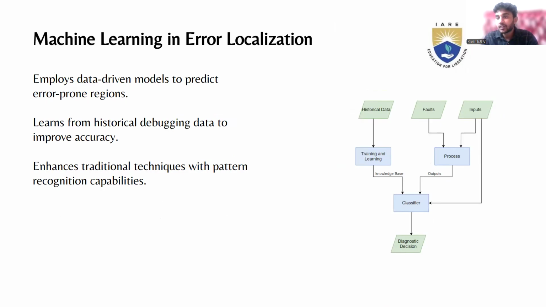Machine learning in error localization. Recently, machine learning is used to predict error-prone areas in the design by learning from historical debugging data. It enhances the traditional techniques with pattern recognition.